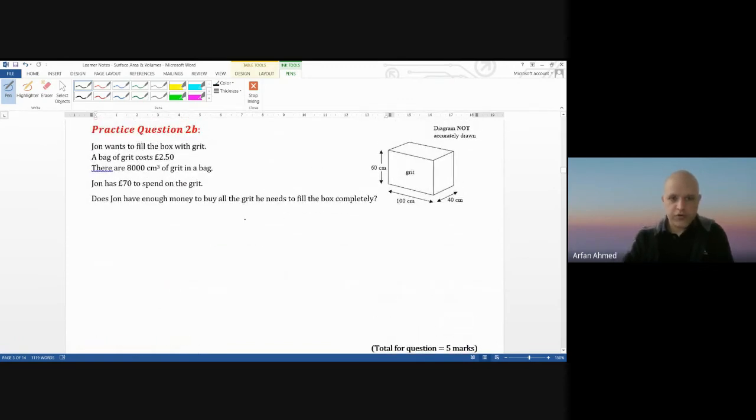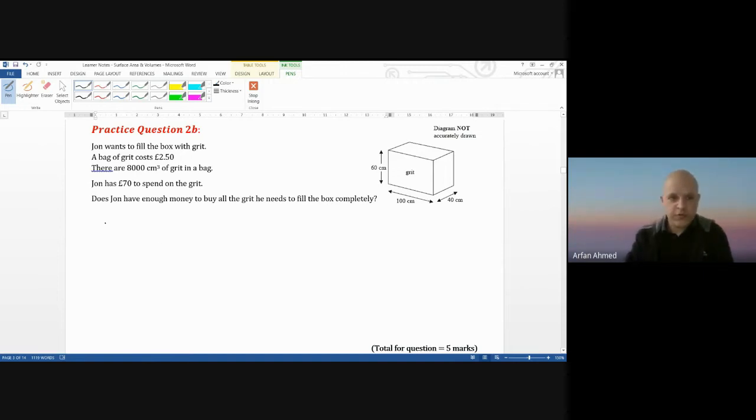John wants to fill a box with grit. Bag of grit costs £2.50. There are 8,000 centimeter cubed of grit in a bag. John has £70 to spend on grit. Does John have enough money to buy all the grit? Right. Again, very similar to a functional skills type question.